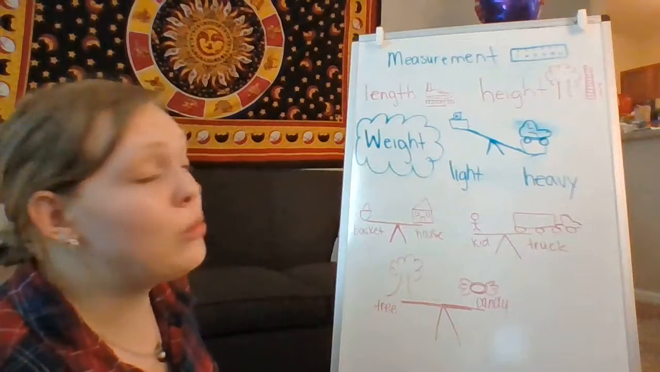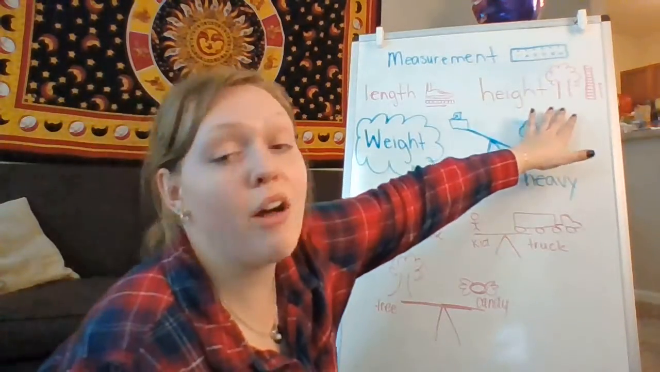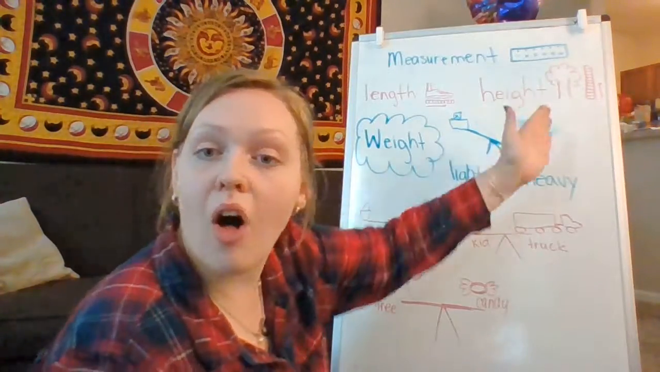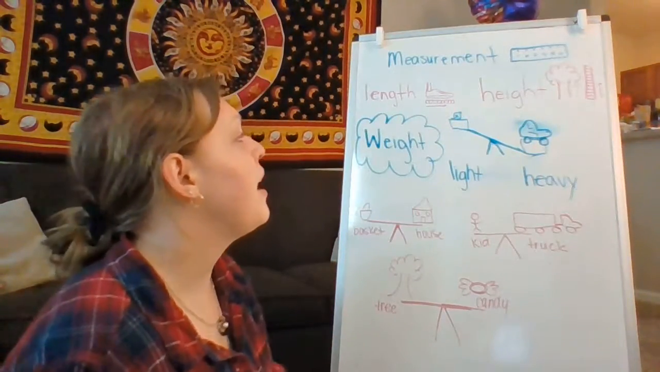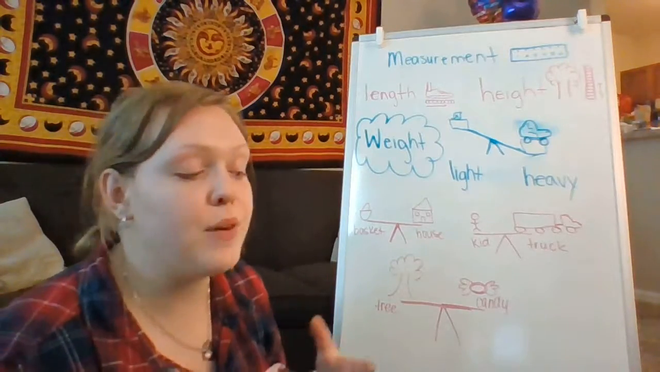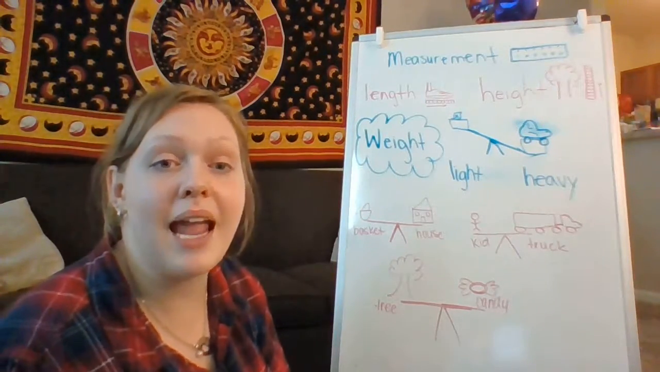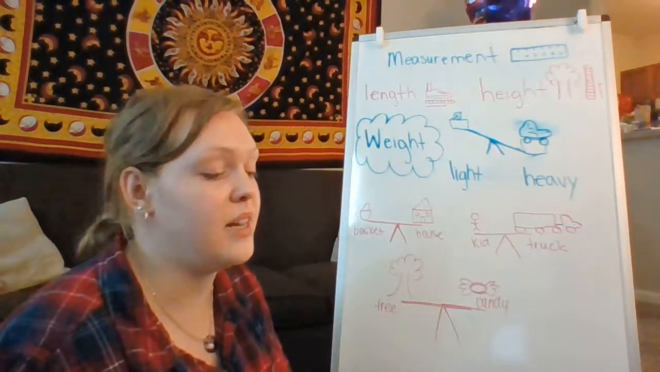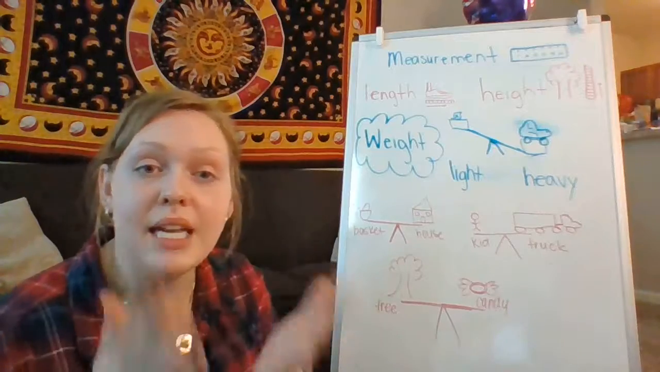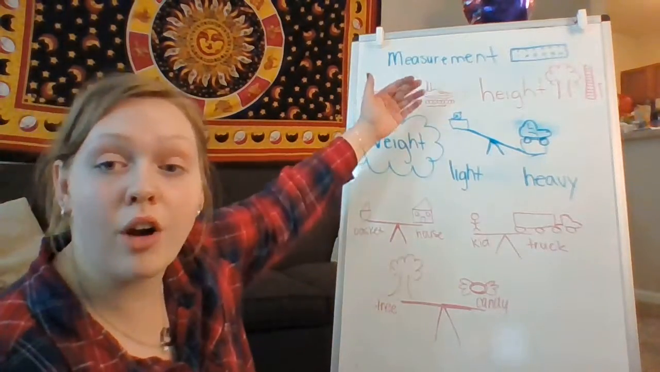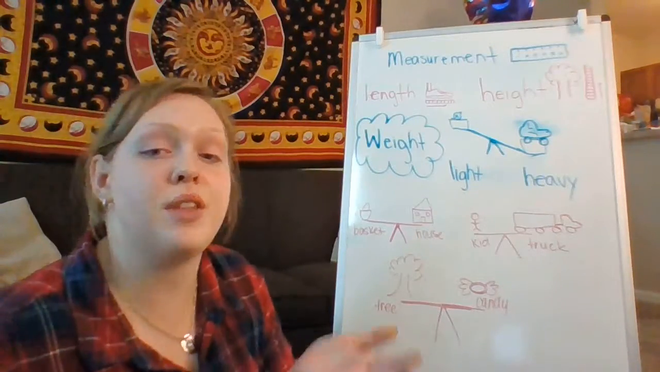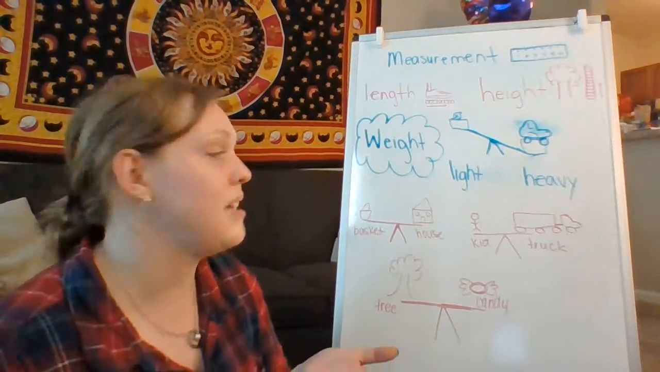When we're talking about height, we're talking about how tall or short something is. Like a tree, how tall is a tree? It's pretty tall. When we talk about weight, weight is different because you have to look at the item and you have to feel the item. Okay, so it's not just visual. It's not just looking at something and saying, oh, this is longer or shorter or taller or shorter. You have to feel the object and weigh it.